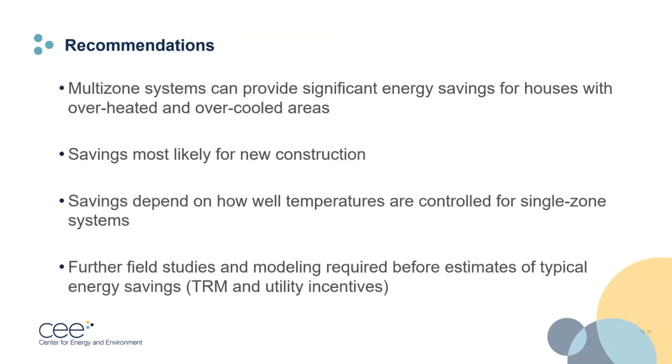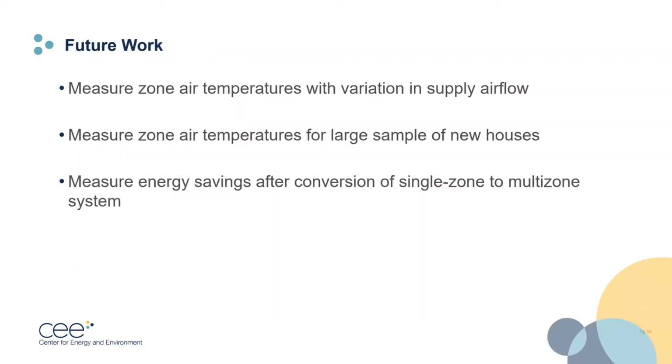So as far as our recommendations, the modeling confirmed that multi-zone systems can save both heating and cooling energy when the zones would be overheated or overcooled by a single zone system. The systems are primarily being installed in new construction, so I think the incentive programs should probably focus on that market. The savings are dependent on zone temperatures produced by single zone systems, and we need field studies to establish potential energy savings for new homes and possibly some additional monitoring or modeling for those homes.